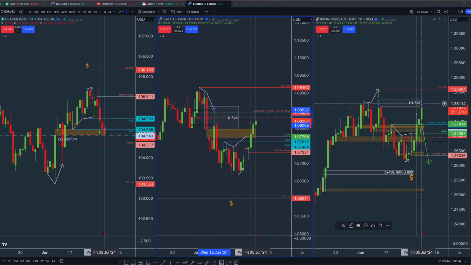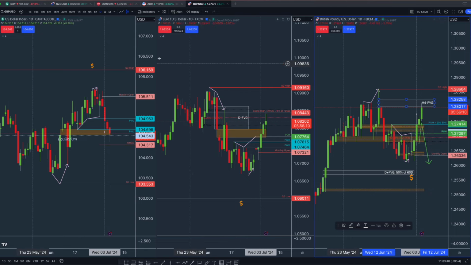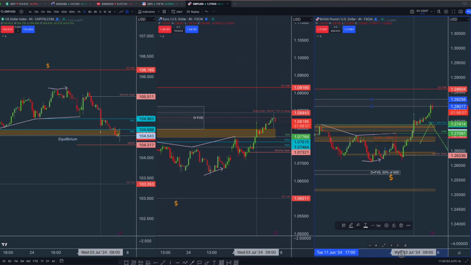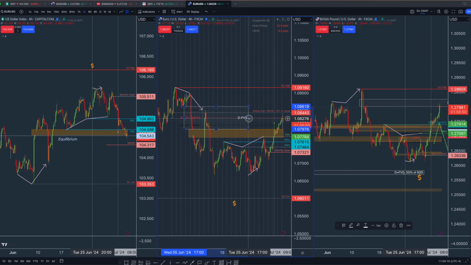And lastly, also the H4 fair value gap on the British pound. So this is on the daily time frame. I'll go into the 4 hour, and you can see where I got this fair value gap from, and this is specifically an overlapping fair value gap. So here I marked out the points, but I dragged it a bit forward to see this overlapping fair value gap.